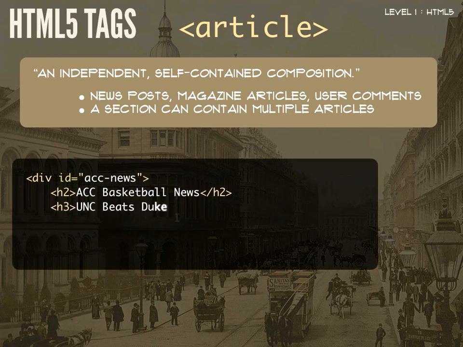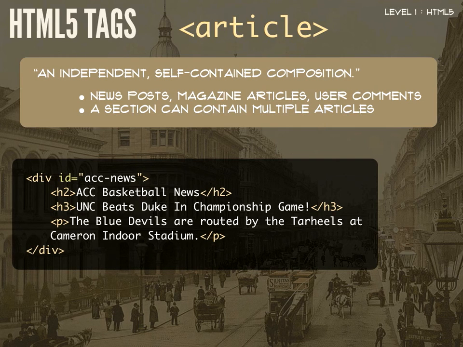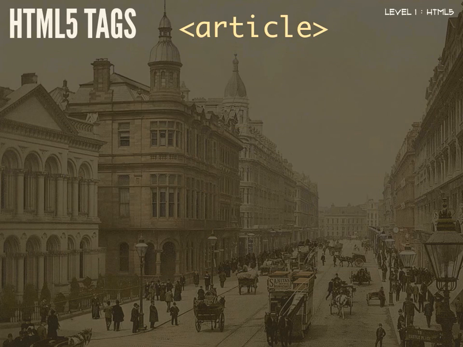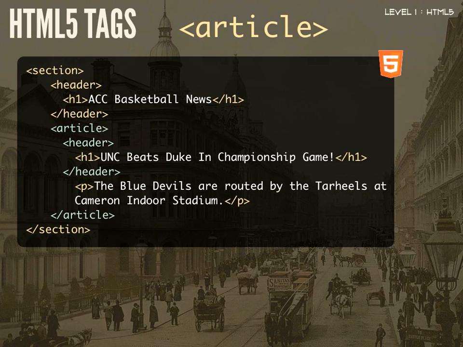So let's look at our example again. Our div ID ACC News with our title and paragraph copy. And if you remember, when we changed it to HTML5, we added our section tags and our header tags. In this case, we've also added article tags as well. So now we can group our content, UNC beats Duke in the championship game, and our paragraph content within that article. Now notice also, we've included more header tags. In this case, the header for this particular article is UNC beats Duke. So now we have two sets of header tags within this entire section element, and that's perfectly okay, perfectly semantic.